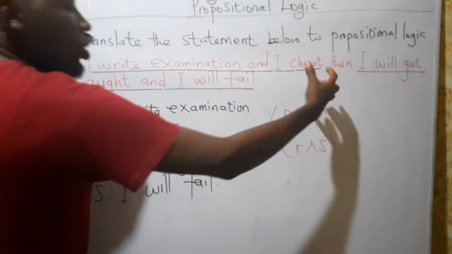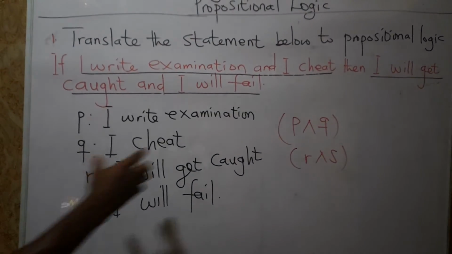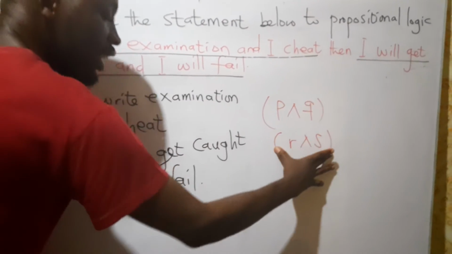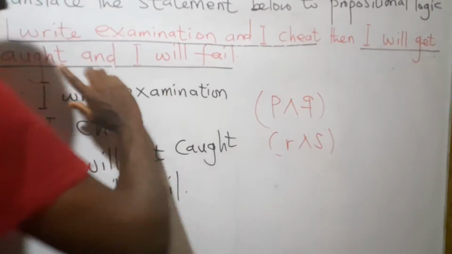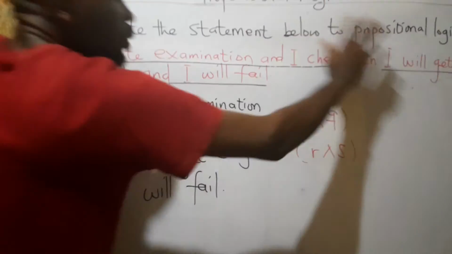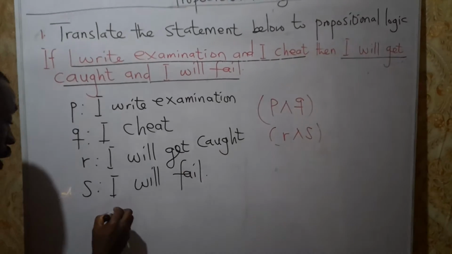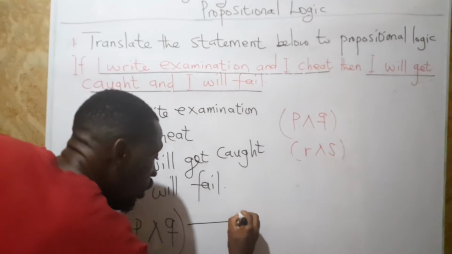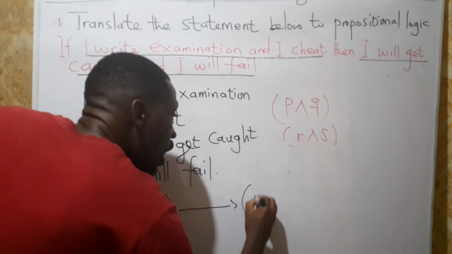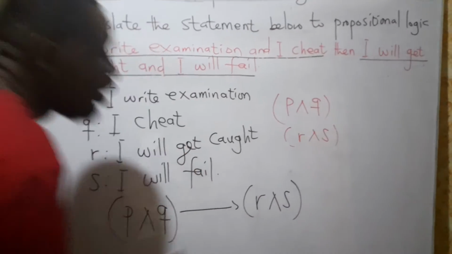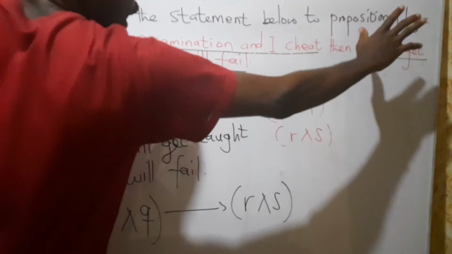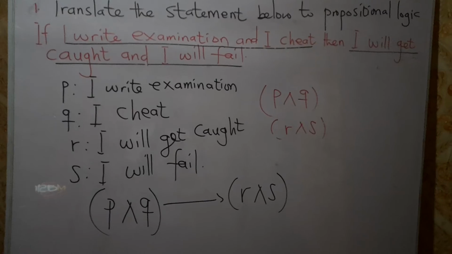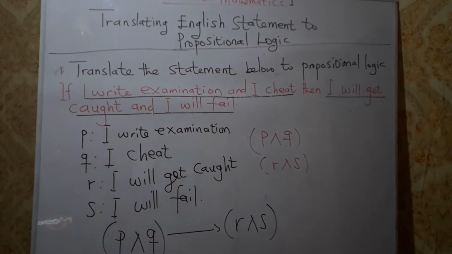Then there is a condition combining the two of them. That's a conditional statement. So this is the hypothesis of a conditional statement, and this becomes the conclusion. The conclusion is that I'll get caught and I'll fail. So we can say that this whole statement as a propositional logic will be P conjunction Q, then a conditional, R conjunction S. I hope you get that. So this long English statement is reduced to a simple proposition. I hope you get that. We'll solve one more example on this so that you'll be abreast with it.